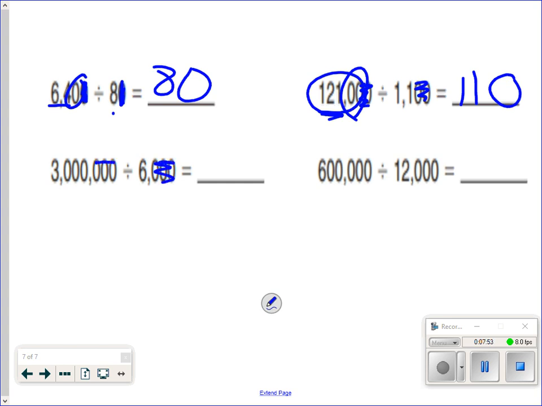Get rid of three zeros. Get rid of three zeros. 3,000 divided by 6. 6 goes into 30 5 times. I have two of these zeros left over. 500 is your answer for 3 million divided by 6,000.